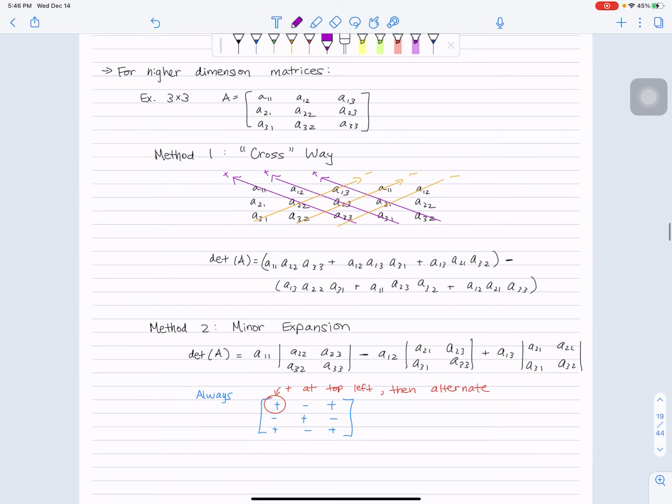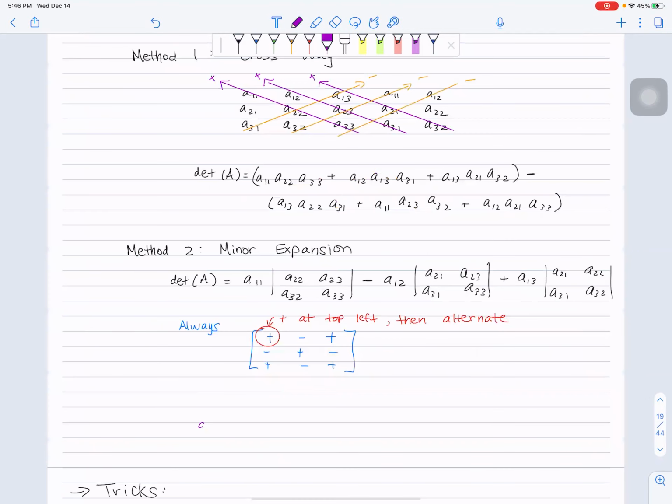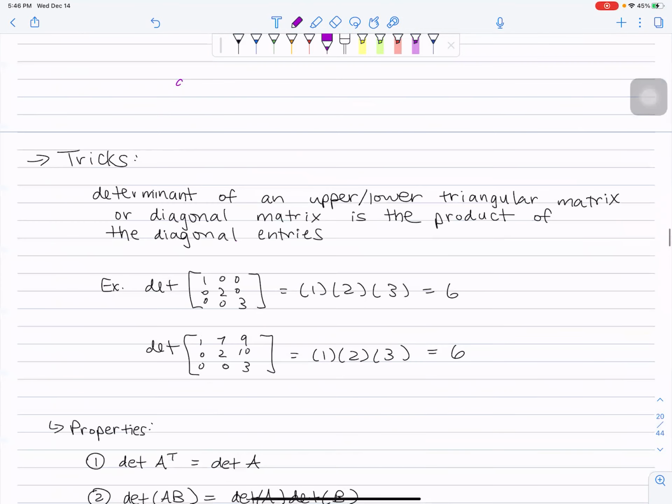Okay, also a nice trick is that if you have an upper or lower triangular matrix, the determinant is you just multiply the diagonal straight. So if it's upper or lower triangular, or even if it's a diagonal matrix, you don't have to do minor expansion, all that stuff. Just multiply the diagonal terms. So here, the determinant of this matrix is going to be 1 times 2 times 3, which is 6. Even in this upper triangular, it's still 6.